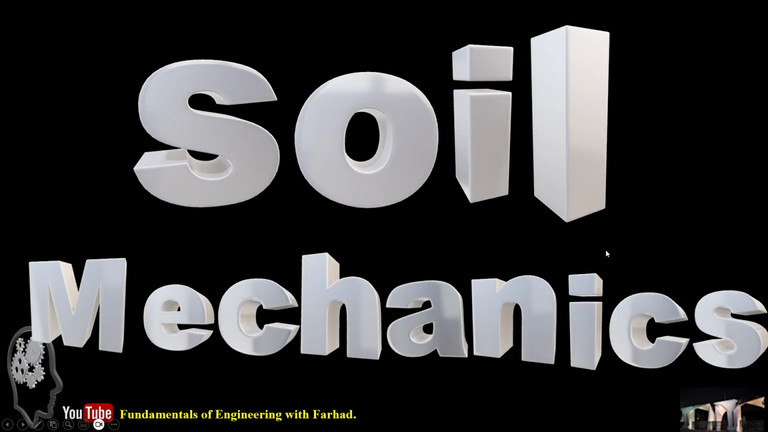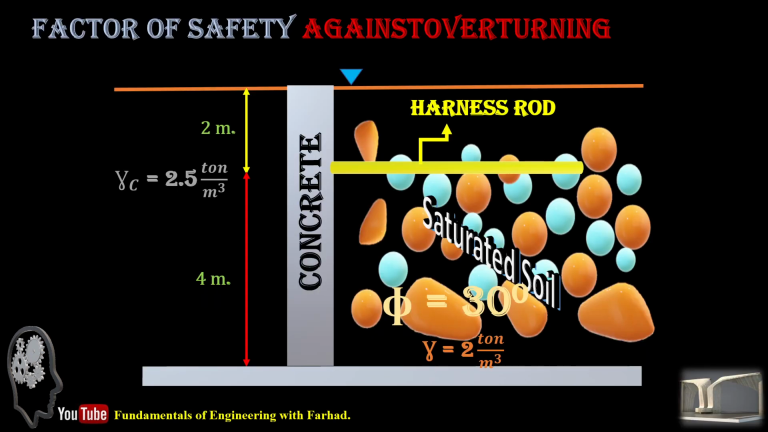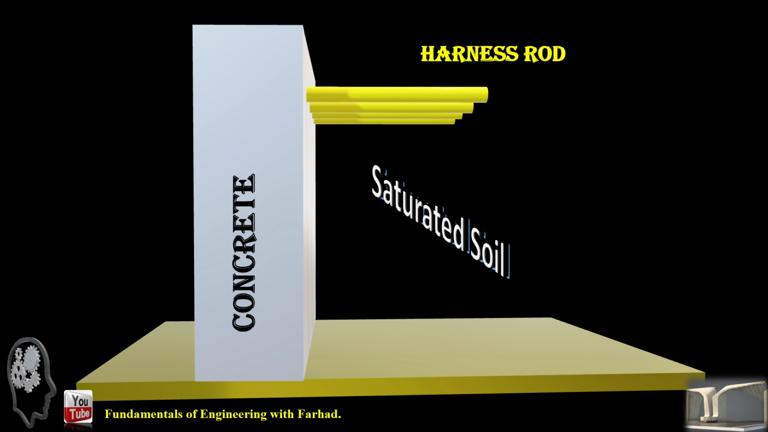Hi everyone, soil mechanics. This time we want to continue our last problem, the retaining wall, but this time the factor of safety against overturning. So again, we have a concrete retaining wall in a saturated soil, and there is a harness rod which helps the concrete structure.